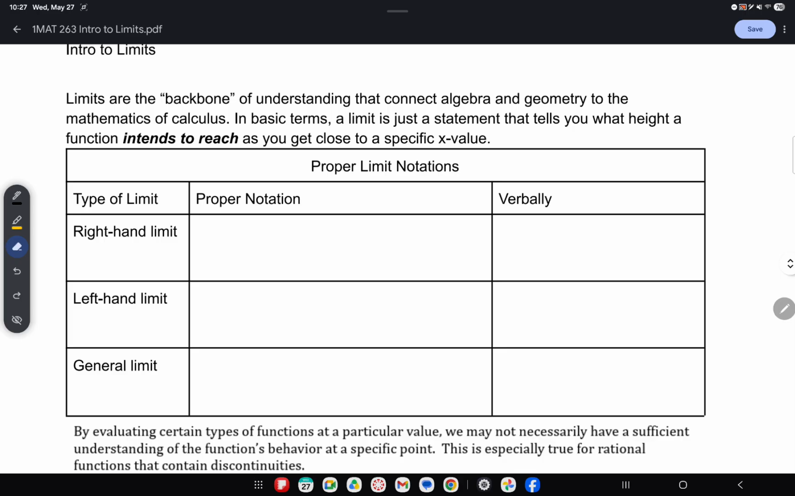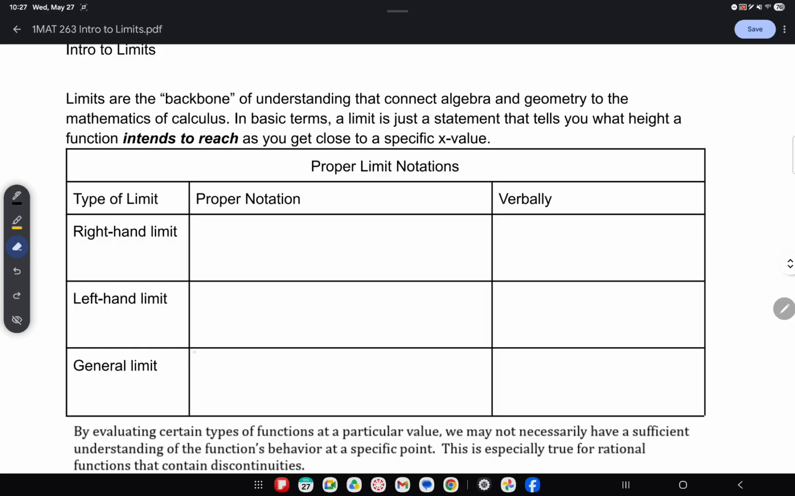So, limits. They're the backbone of understanding all this calculus stuff. So, really what a limit is in basic terms is as we are approaching some x value, the question is, what is the y value doing? Is it approaching a y value? Is it approaching infinity, negative infinity, that kind of thing? So there's a couple different limits. We got a right hand limit, a left hand limit, and a general limit. All right. I'm going to do the general limit first.